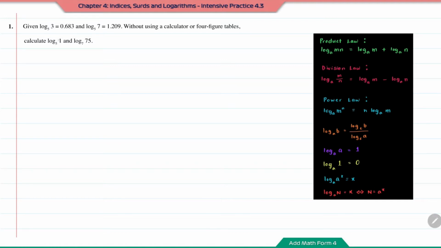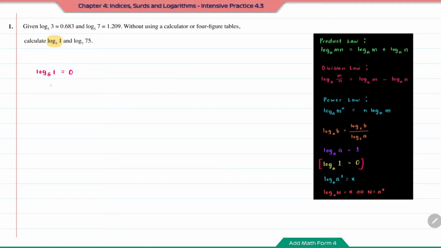So first, we want to find the value of log base 5 of 1. Now, if you refer to the law here, log base a of 1 is equal to 0. Therefore, log base 5 of 1 is equal to 0.